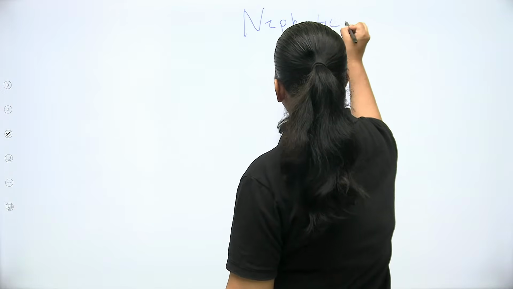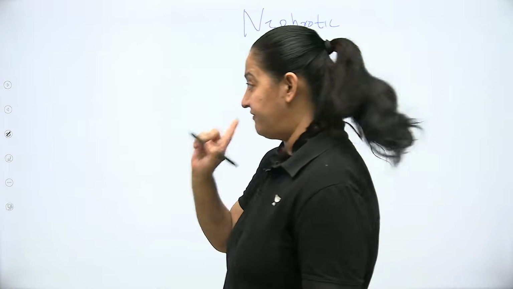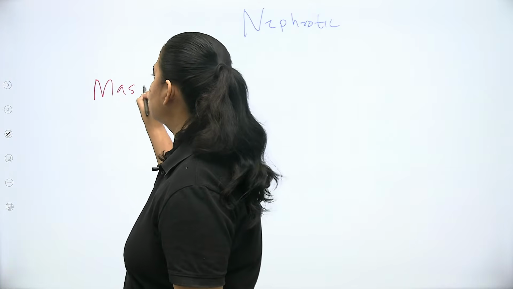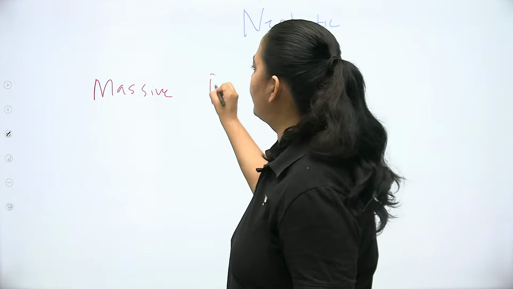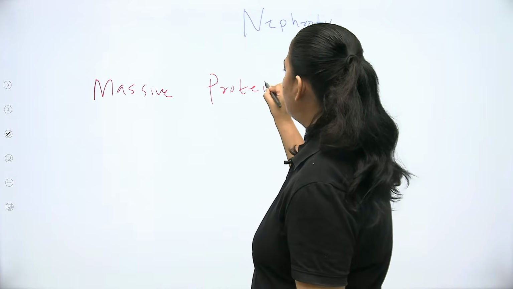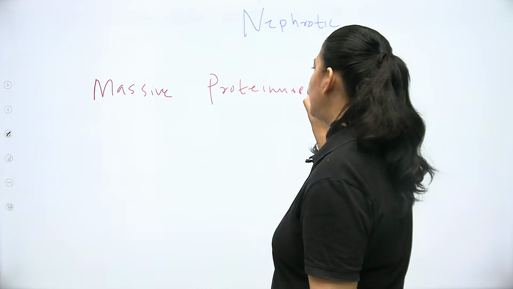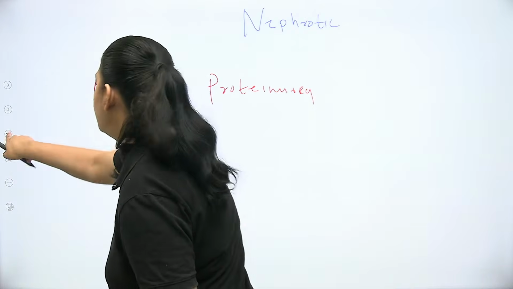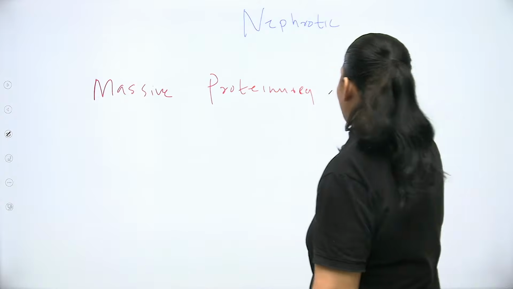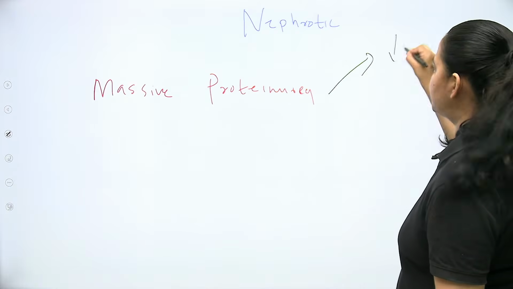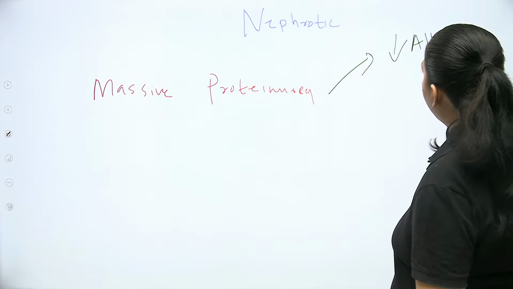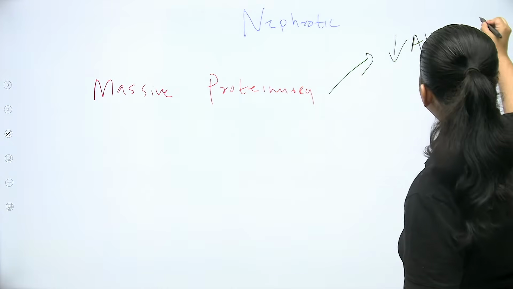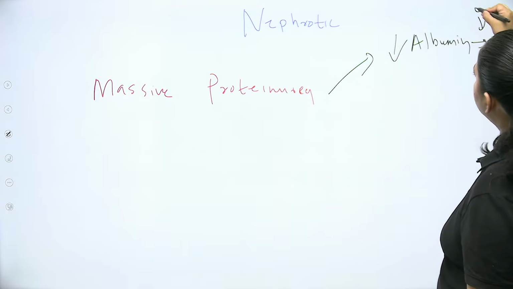Nephrotic syndrome has 6 features. The first feature is proteinuria, which is massive or severe proteinuria, in which most of the protein is lost in urine. So in the blood, less protein is there. Mostly albumin is lost. So the patient has hypoalbuminemia. Albumin is reduced in the blood, because of which the patient has less osmotic pressure and has edema.